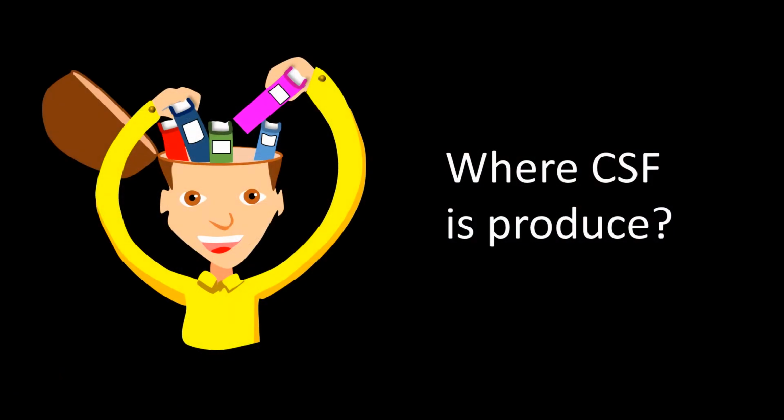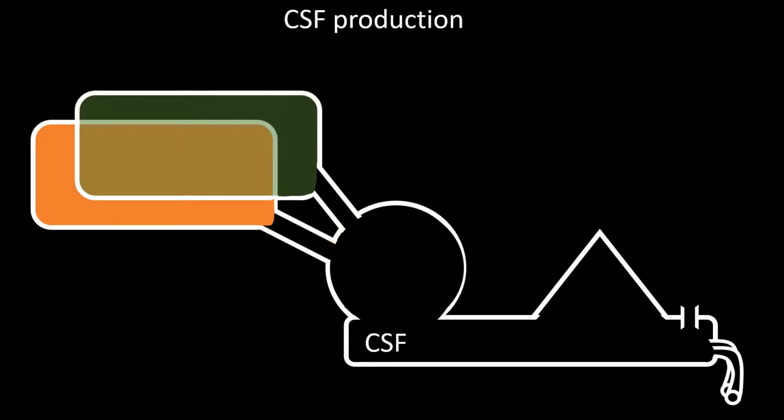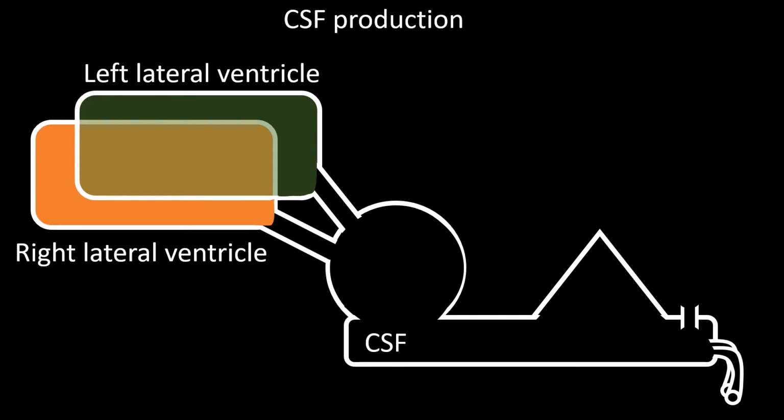Now, I want to address the issue of cerebrospinal fluid production. I find this diagram useful when talking about CSF in general, so I will present it to you. The top rectangle represents the left lateral ventricle. The lower rectangle in cream color represents the right lateral ventricle. They are considered telencephalic ventricles. The circle represents the third ventricle, which is considered the diencephalic ventricle.